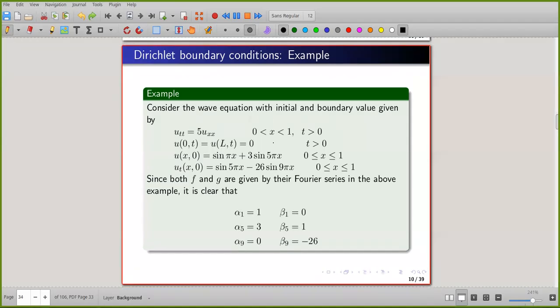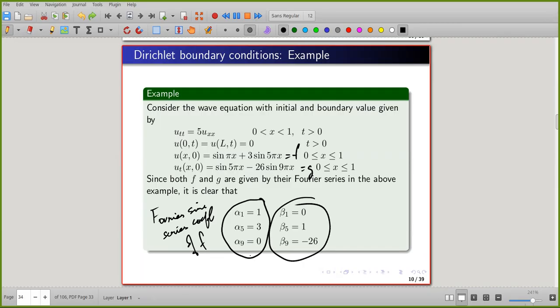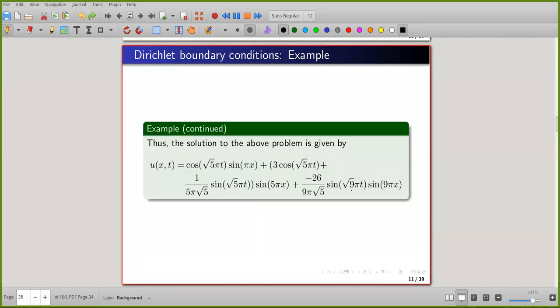Since both f and g are given by their Fourier series in our example, it is clear that alpha 1 is equal to 1. So these are the Fourier sine series coefficients of f. This is my f, and there is my g, and these are Fourier sines. All the other coefficients are 0, and these are the Fourier sine series coefficients of g. Thus the solution to the above problem is simply given by this.